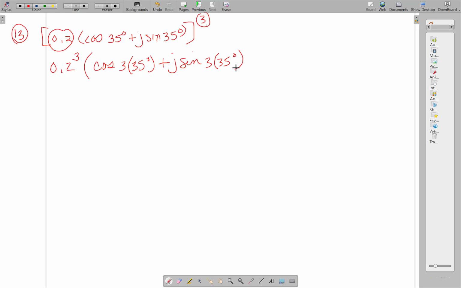And that's all you do. Don't make it hard like I tried to do. If you just do this, it works out to be 0.008 times the cosine of 105 degrees plus j sine 105 degrees. And that's in polar form, so we're done. That's all you have to do. Don't do anything else with de Moivre's theorem.